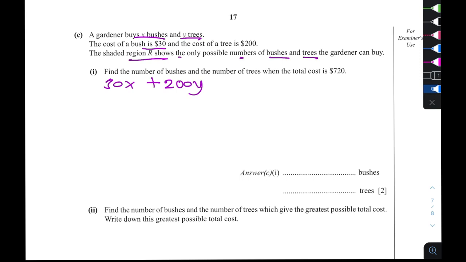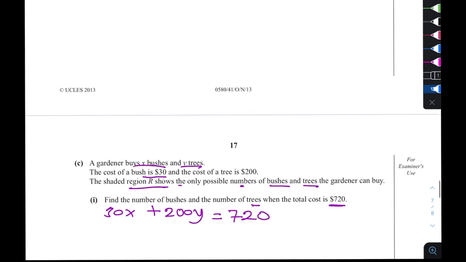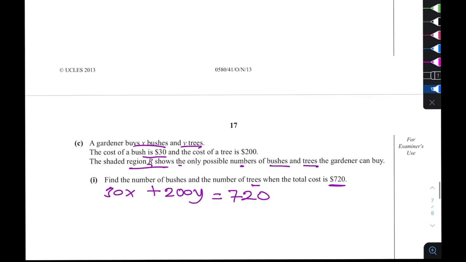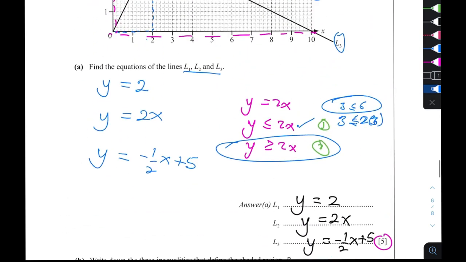So what should we do? We should find the number of bushes and number of trees when the total is 720. So how can we get our x and y to make this equal to 720? That's basically what they are saying. Now come here. They said the region R is what we are going to use. So come to the region R.